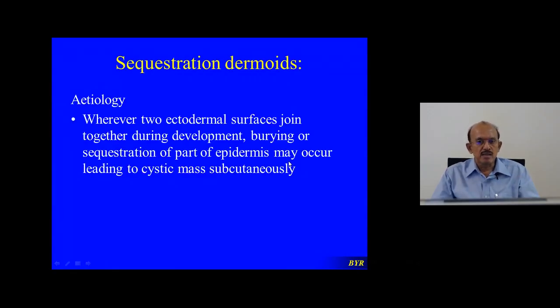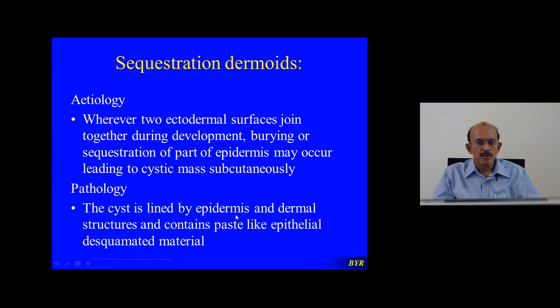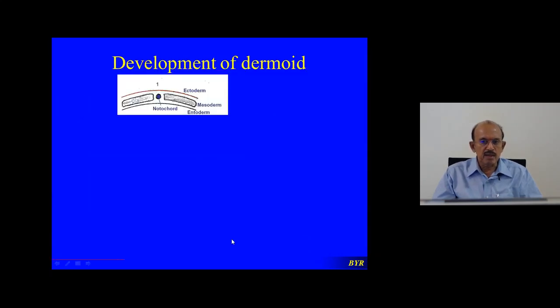Sequestration dermoids, etiology. How have the sequestration dermoids formed? Wherever 2 ectodermal surfaces join together during development, burying or sequestration of part of the epidermis may occur, leading to cystic mass subcutaneously. The cyst is lined by epidermis and dermal structures, and contains paste-like epithelial debris.